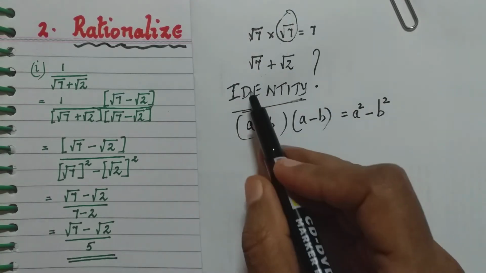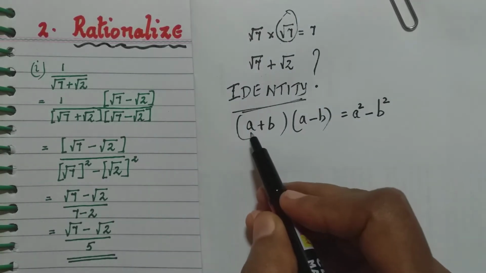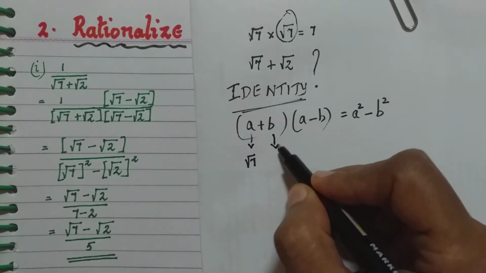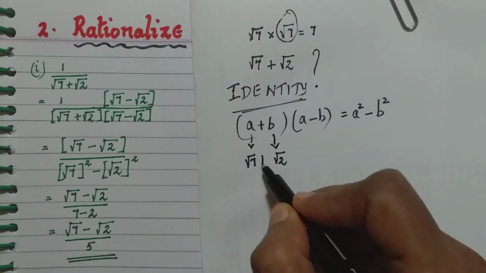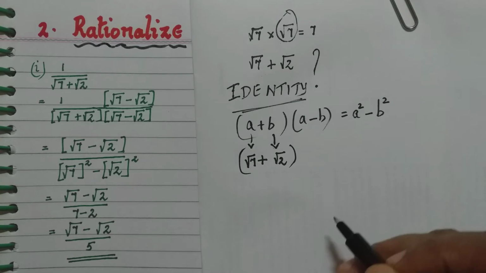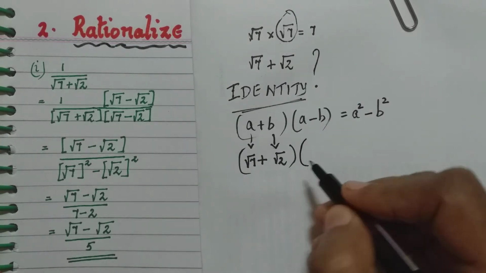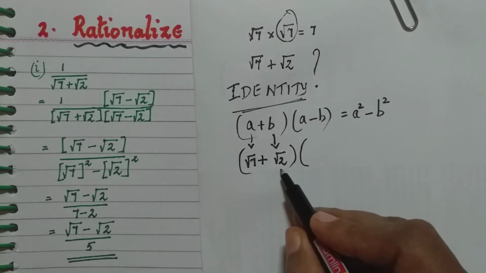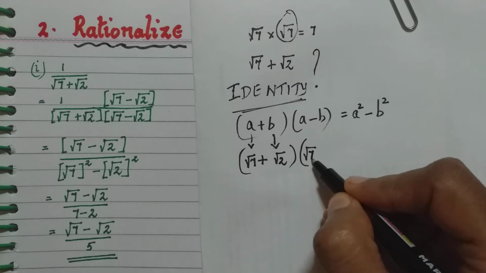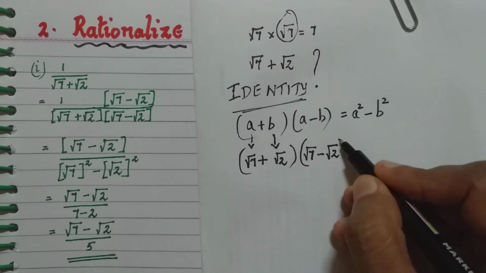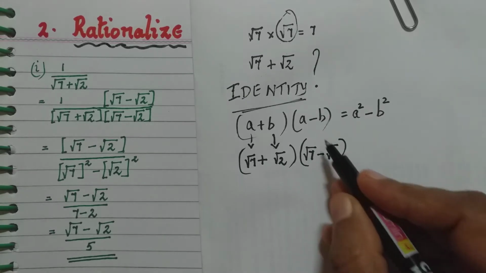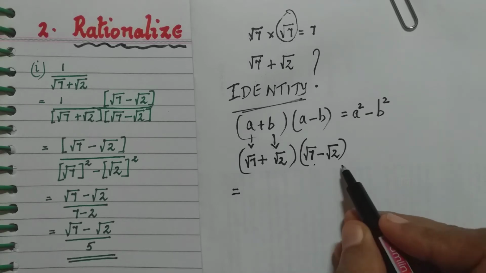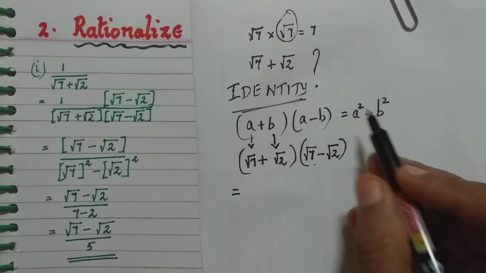See here, we have root 7 plus root 2. So if a is root 7 and b is root 2, so this is root 7 plus root 2. If I multiply this with a minus b, I said a is root 7, b is root 2. So this becomes root 7 minus root 2. Now what happens to this? A plus b into a minus b, we said it is a square minus b square.